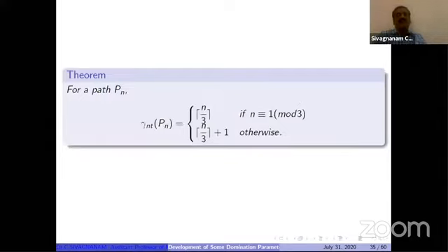Hence, for a path on n vertices, gamma nt of Pn equals the upper integral of n by 3 if n is congruent to 1 mod 3, and otherwise it is the upper integral of n by 3 plus 1. Easily we can verify this.